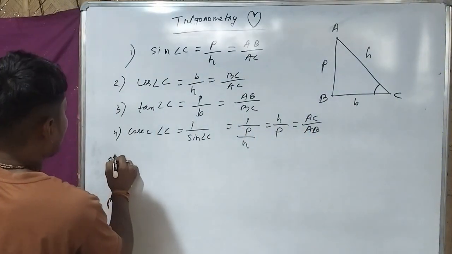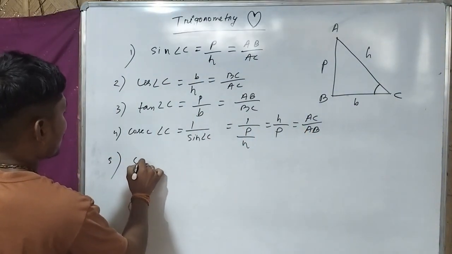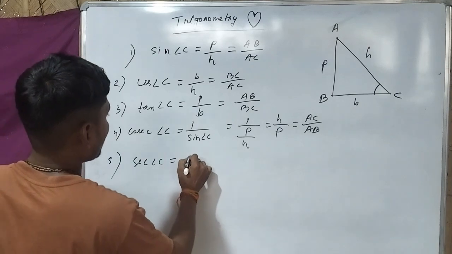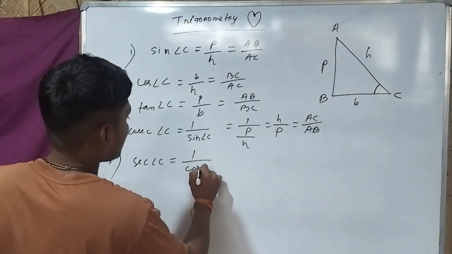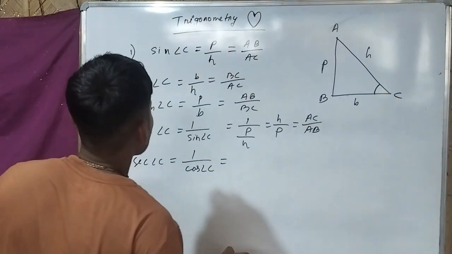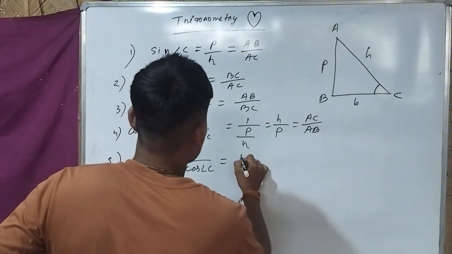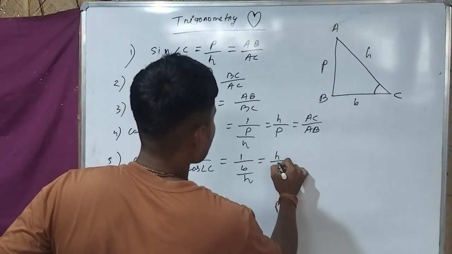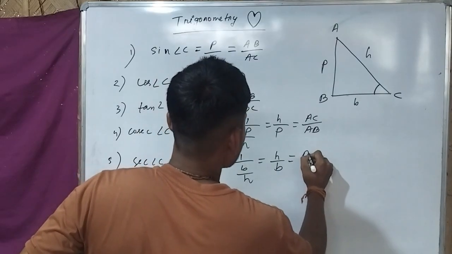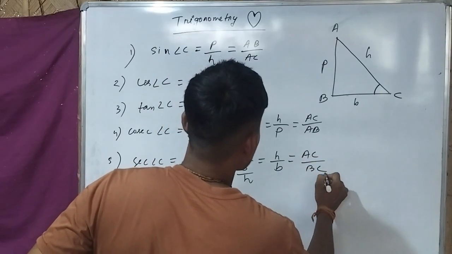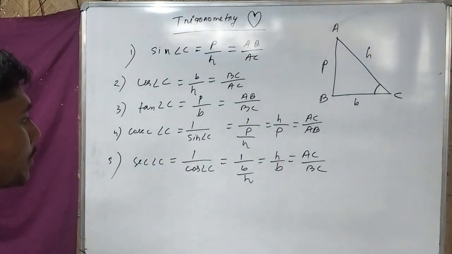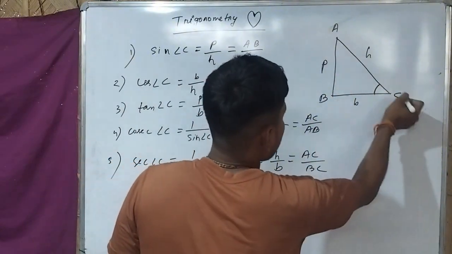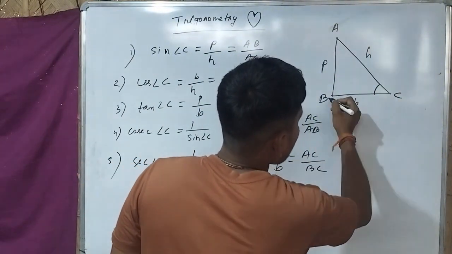Next, number 5 is sec. Sec of angle C will be 1 by cos of angle C, that is 1 by base by hypotenuse, that means hypotenuse by base, that is AC by BC. So sec of angle C will be AC by BC, that means hypotenuse by base.